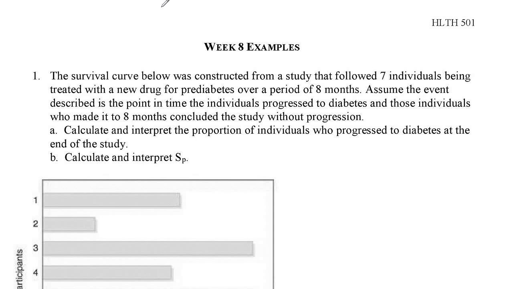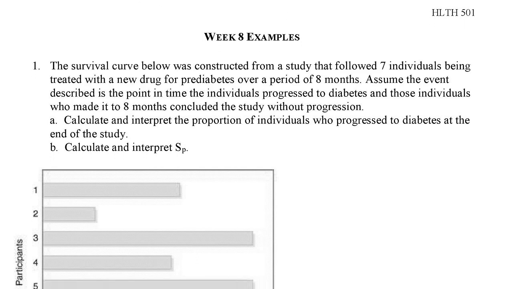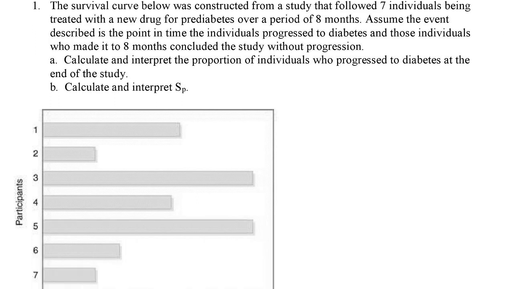We're looking at some examples for the Week 8 problems. In this chapter, we are looking at survival analysis. Here we have a survival graph, constructed from 7 individuals who were followed over a period of 8 months. They were treated with a drug for prediabetes, and the event described is progression to diabetes. Those individuals who made it 8 months concluded the study without progression.